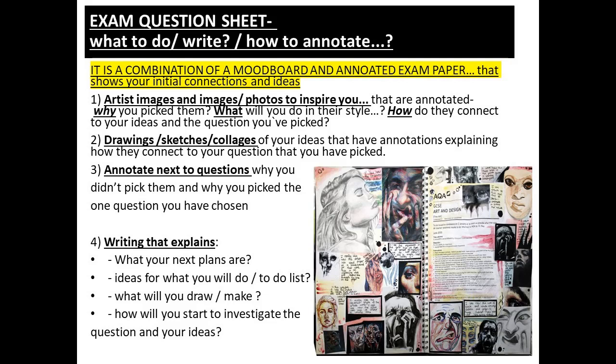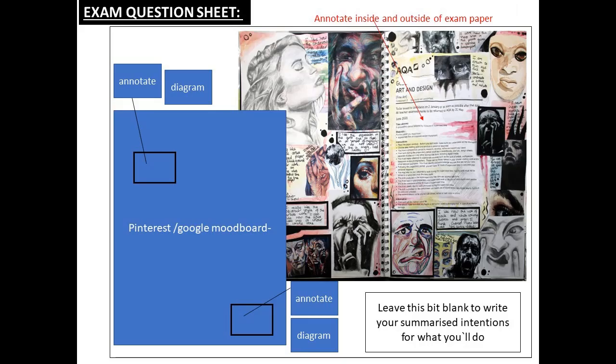It's really key that you annotate directly on top of the exam paper to show the examiner that you have engaged with it directly. This slide is just giving students a rough example of how to put that slide together. It's not the most attractive of slides, but it does what it needs to do. It communicates that you need to have an exam paper and you need to have annotation. I do suggest that sometimes my students leave a little area blank so they can write their summarised intentions for what they intend to do.